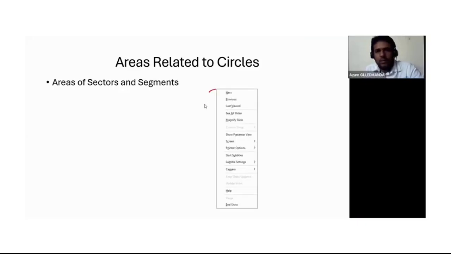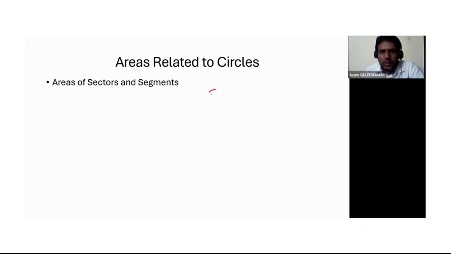So let me draw a circle here. So this is a circle, right, with the center O. And if I cut it like a pizza here, this area is a sector. So this is a minor sector.